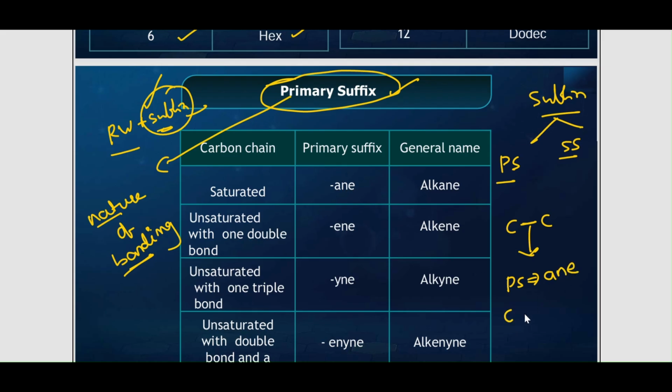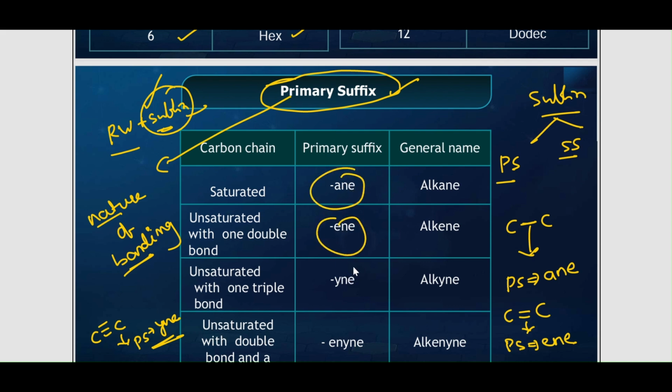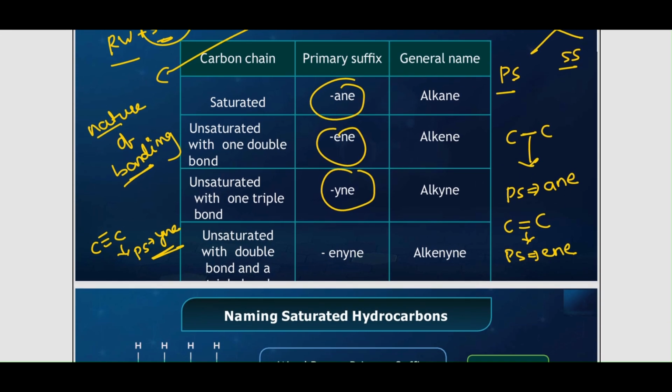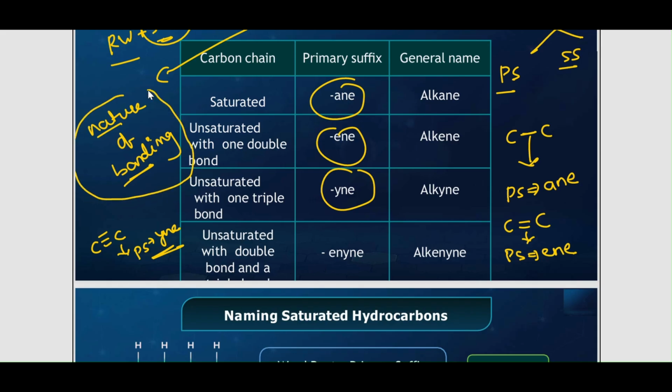Clear? If the carbon atoms are attached with more than one bond, like a double bond, then we can write the primary suffix as "ene." Similarly, if it contains a triple bond between two carbon atoms, then we can write the primary suffix as "yne." Clear? So ane, ene, yne are the common primary suffixes. Depending upon the saturation and unsaturation, single bond, double bond, triple bond, we will write ane, ene, yne as primary suffixes, which indicate the nature of bonding.